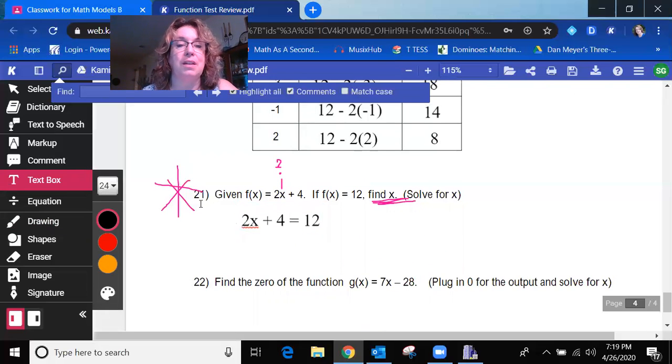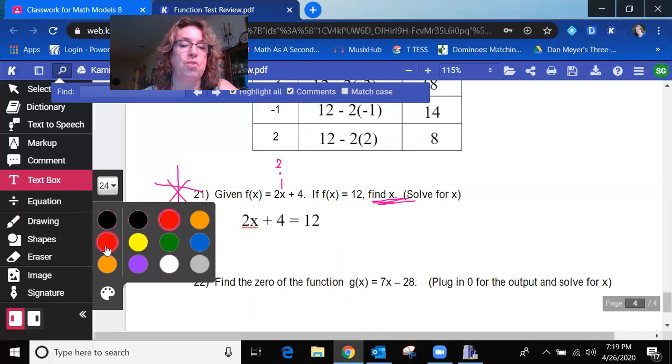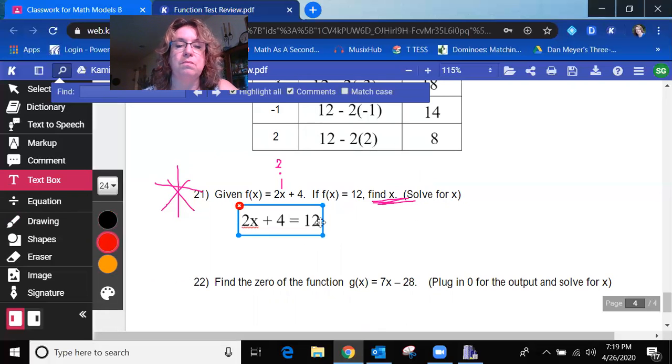So again, this is the one that'll trick you if you're not paying attention. If f of x is 12, if what comes out of my function is a 12, what number did I start with? Well, what I'm going to have to do, and now I am going to switch to red, is solve for x. Like, what is that x number?